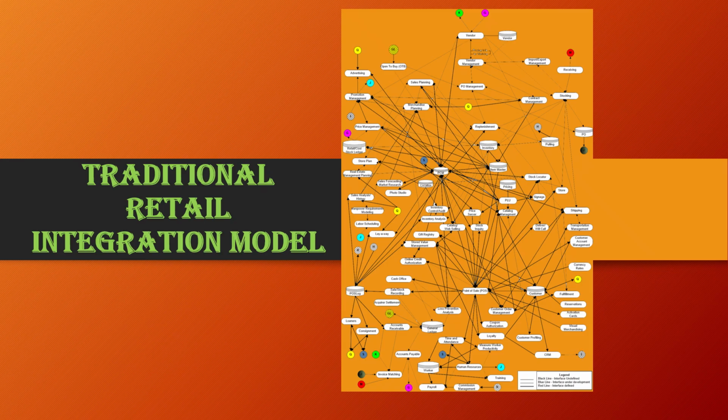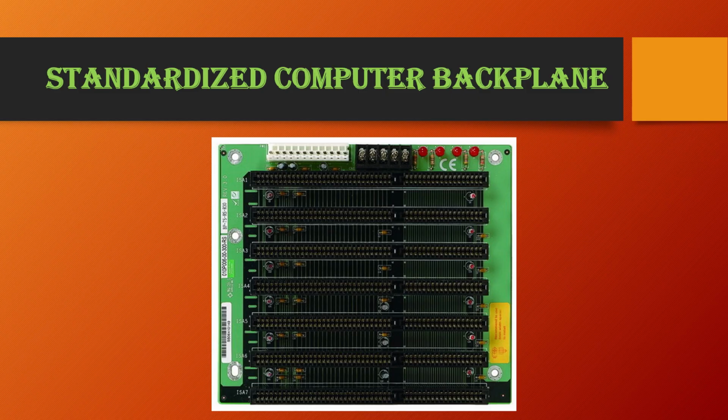This is a traditional retail integration model. I created this model and we started way back in 2000. As you can see, it looks almost as bad as that previous slide. Then in the 1980s, IBM came up with this standardized computer backplane, and it dramatically changed the entire technology world.